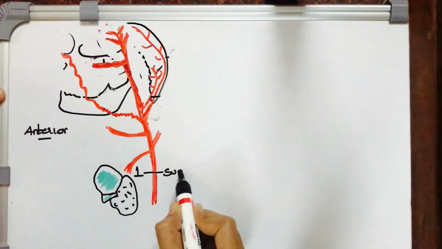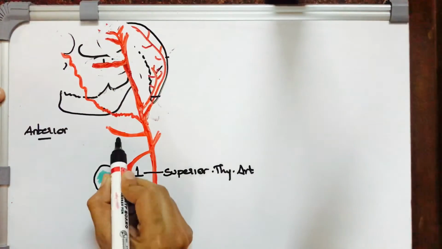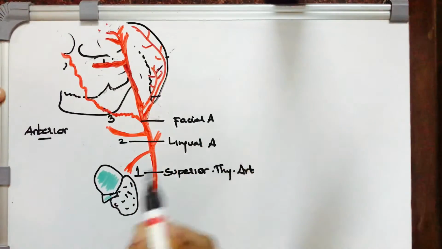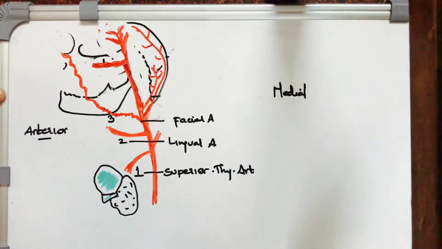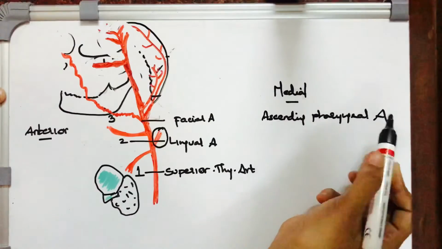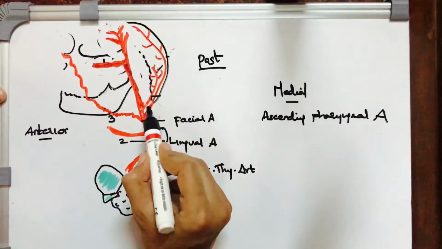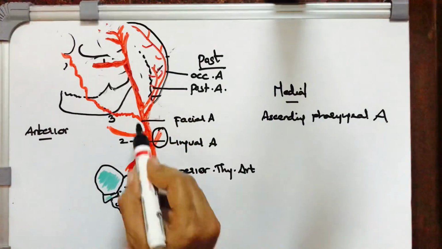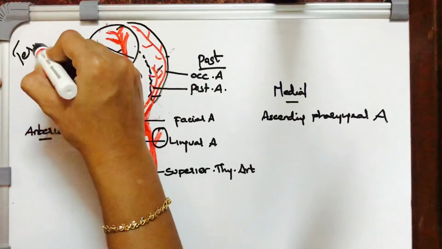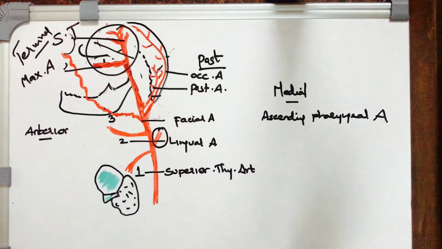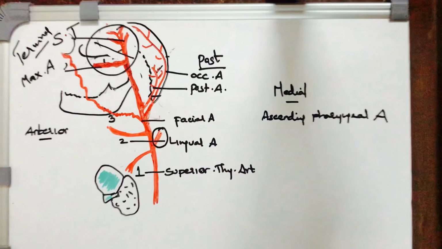So now, what are the anterior branches? Number 1 is the superior thyroid artery, 2 lingual, 3 facial artery. We have one medial, smaller branch, the ascending pharyngeal artery. Posteriorly, one near the occipital region and one behind the auricle: the occipital and posterior auricular artery. It terminates by giving the maxillary and superficial temporal artery. These are the 8 branches of the external carotid artery.